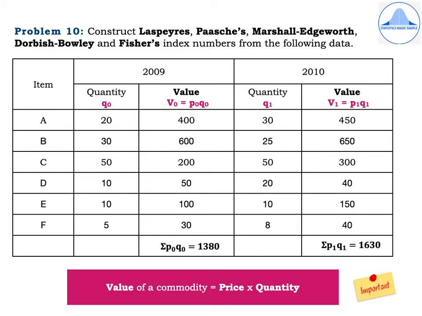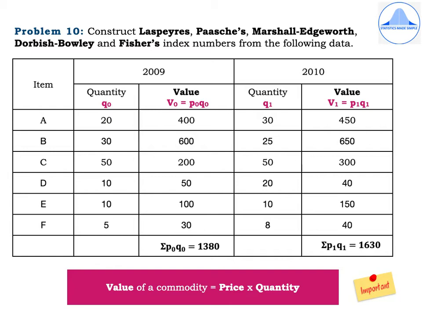Now, this problem is different and it is again very important from the examination point of view. So, we know that whenever the word value or the word expenditure is used for a commodity, the value of a commodity is equal to the price into quantity, which I have highlighted in the pink colored box. So, the first step is to mark the quantities in the base year 2009 as Q0 and the values for 2009 as V0, which is equal to P0 Q0.